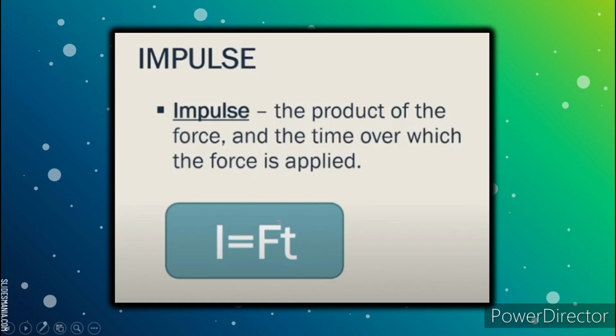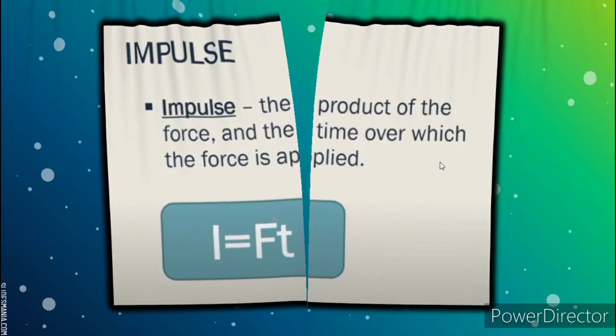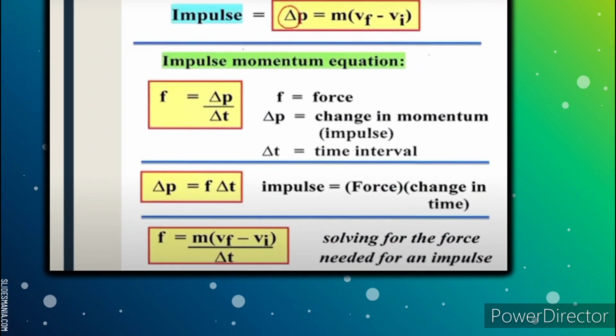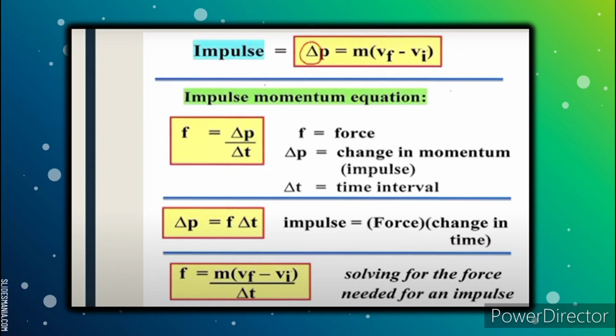Ayan, so ito po ang representation ng formula natin. Impulse is equal to force times the time over which the force is applied. Next. Ayan. And meron din tayong iba't ibang formulas mga anak. Derive lang po yung mga formula na yan. So for impulse, we have change in P. Ano na nga yung P natin? Momentum is equal to mass times final velocity minus initial velocity.